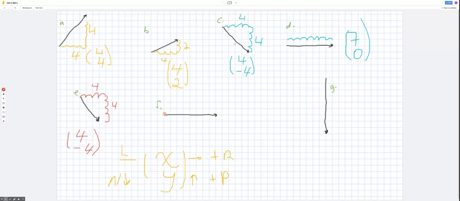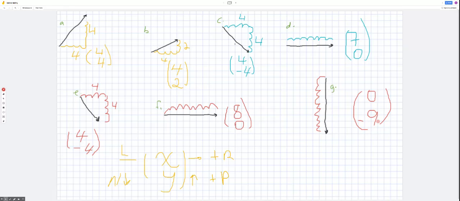For F, we have 1, 2, 3, 4, 5, 6, 7, 8. So we have 8 on the x-axis and nothing on the y-axis, so on the y-axis we get 0. And last but not least, on the x-axis there's no movement. But on the y, we have 1, 2, 3, 4, 5, 6, 7, 8, 9. So on the x-axis there was 0 movement, and on the y-axis, because we're going down, that is negative 9.